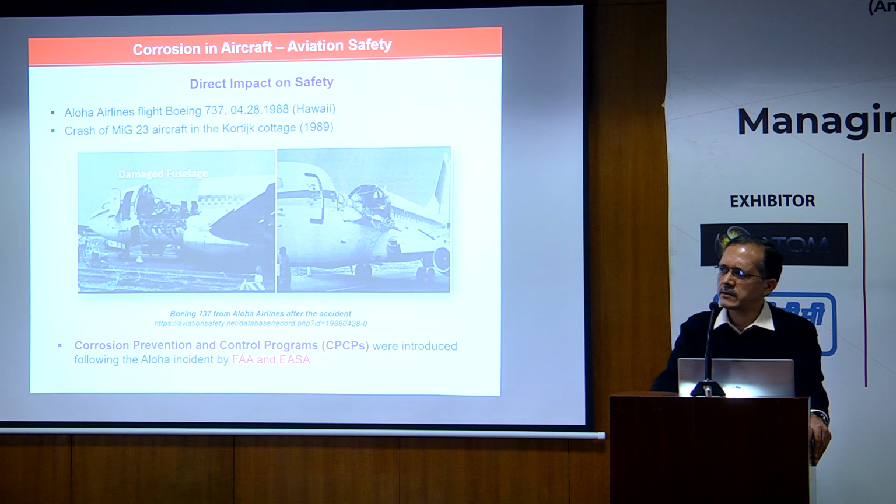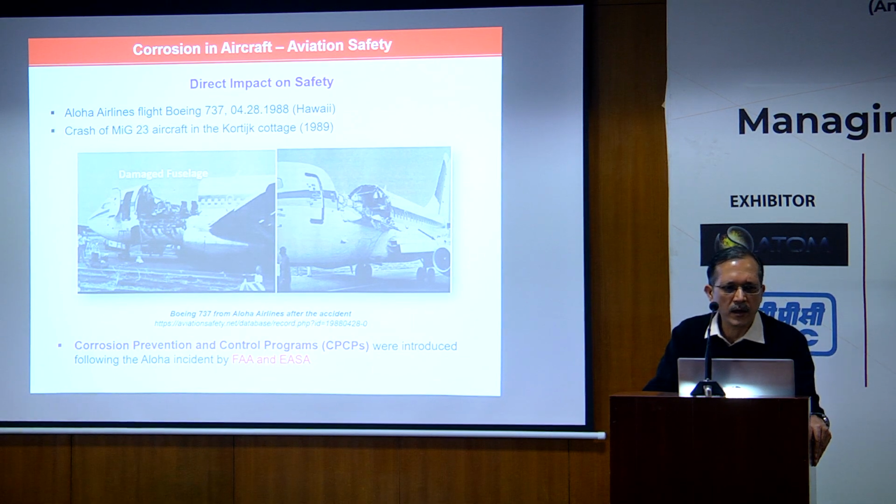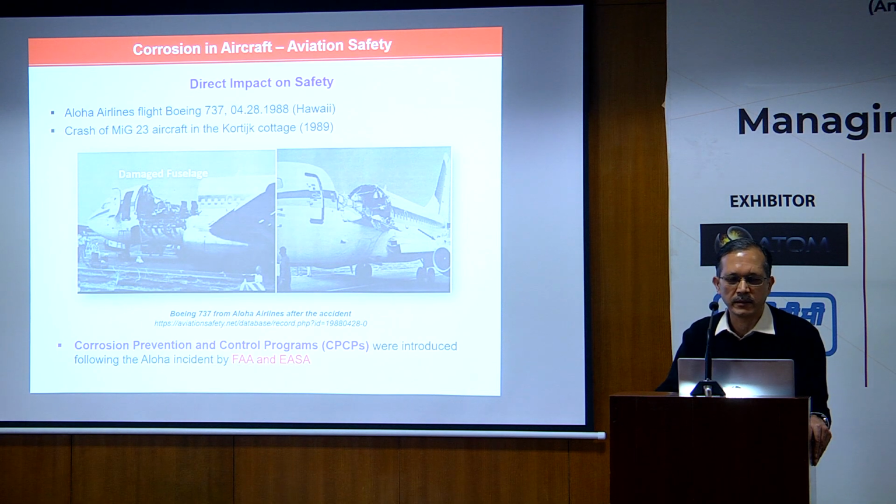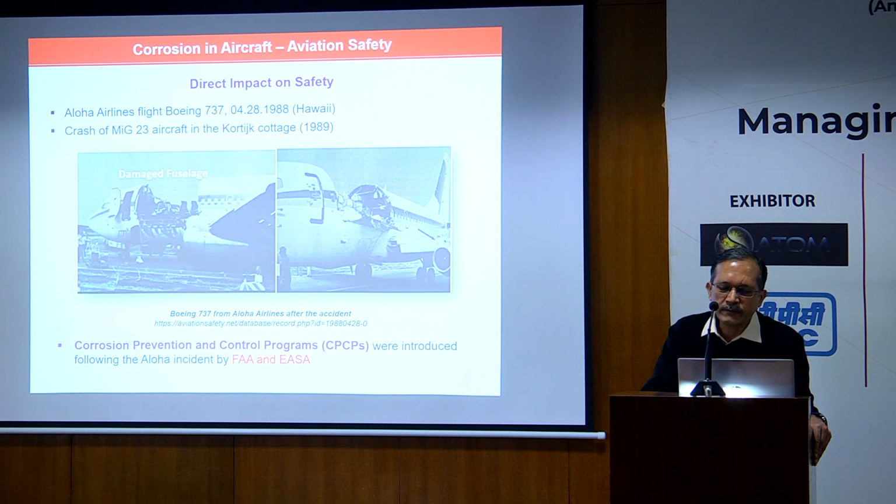So if you look at this Aloha Airlines flight, Boeing 737, there was an accident in 1988, wherein there was one casualty and a large number of passengers had injuries. After this accident, a lot of research has been taken up all over the world towards corrosion prevention and control programs by various aviation authorities such as FAA and EASA.